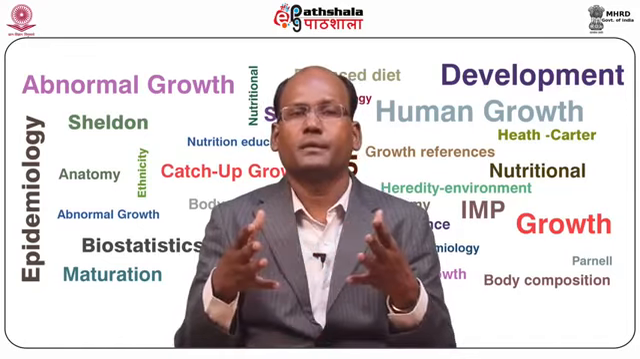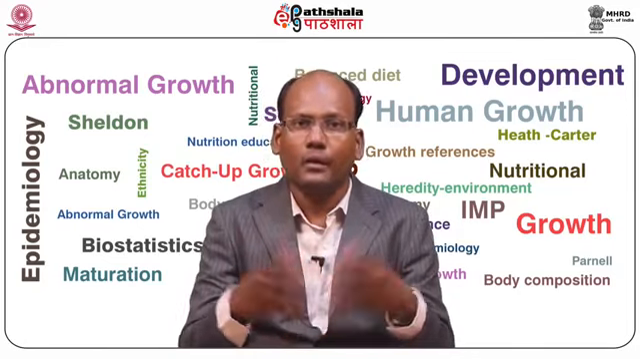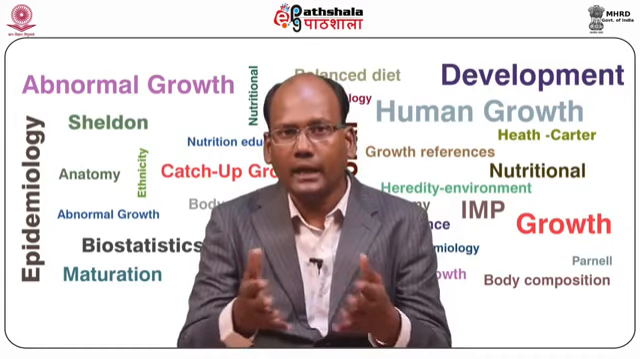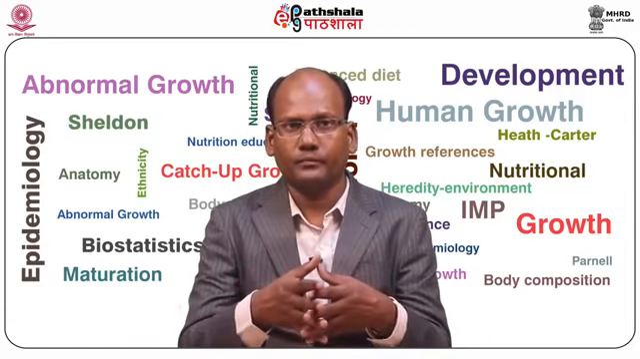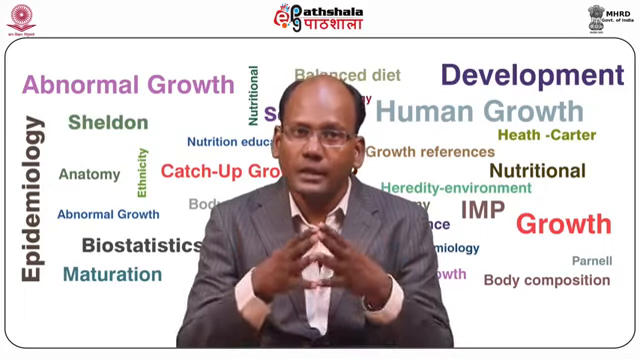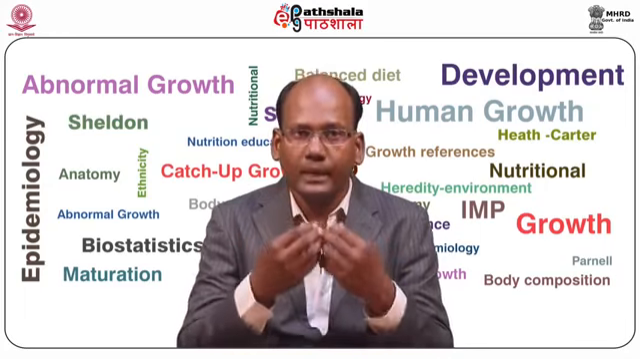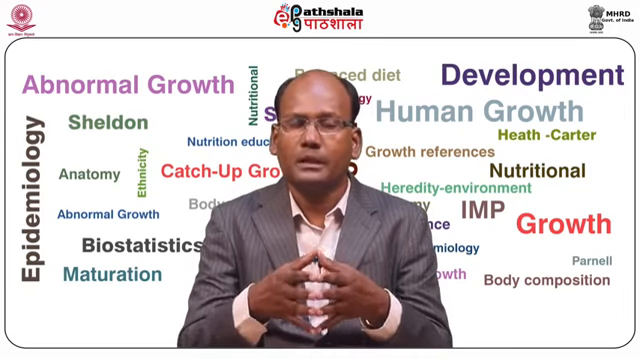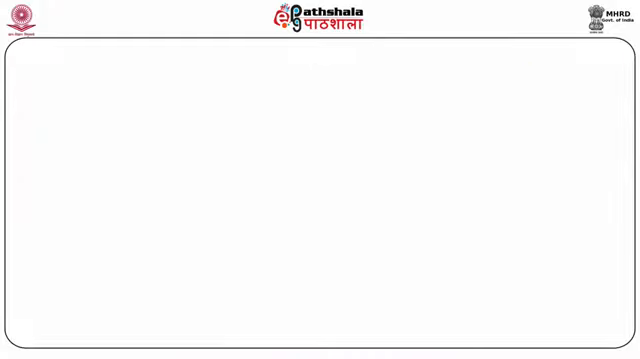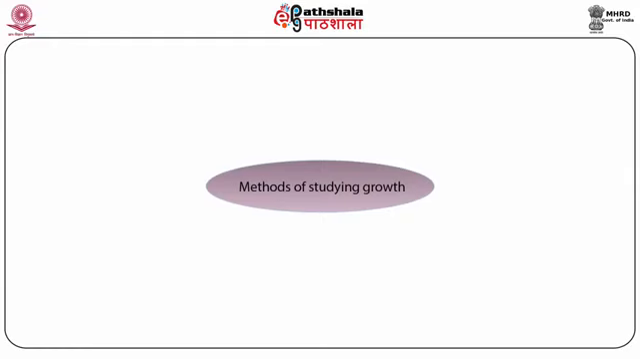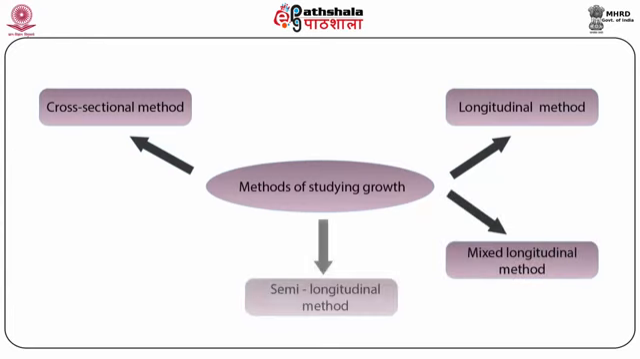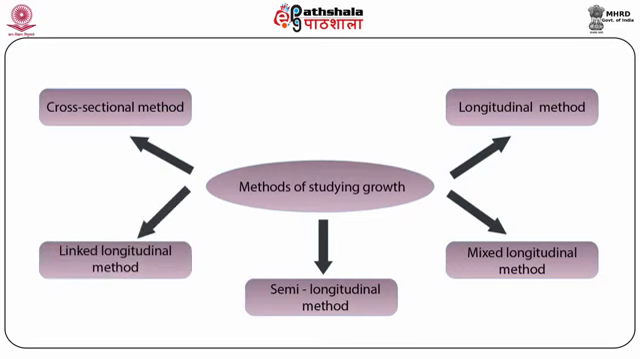Therefore, to obtain an adequate set of age and sex-specific data to be used for comparative evaluation, researchers most commonly adopt a cross-sectional or longitudinal approach to carry out research in the field of human growth. In between, a mixed longitudinal, semi-longitudinal or linked longitudinal method, which represents a short-term limited application of the longitudinal technique or an extension of the cross-sectional approach, is often employed. It talks about different methods of studying human growth. Those methods are cross-sectional method, longitudinal method, mixed longitudinal method, linked longitudinal method, and semi-longitudinal method.